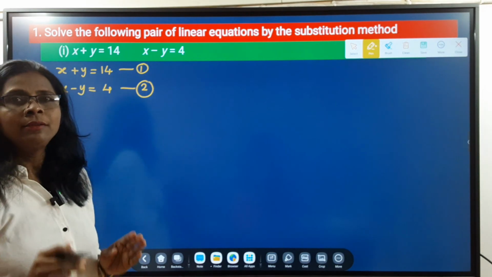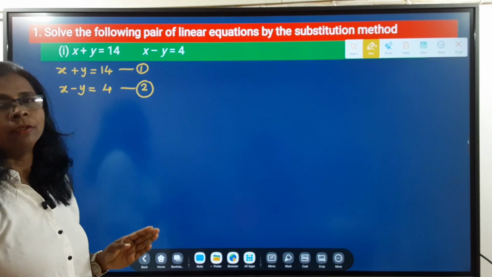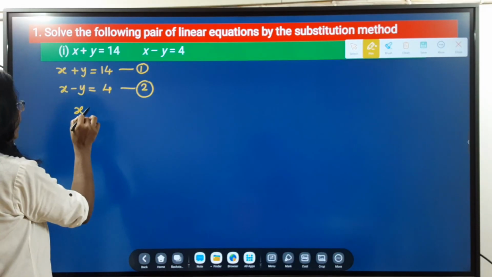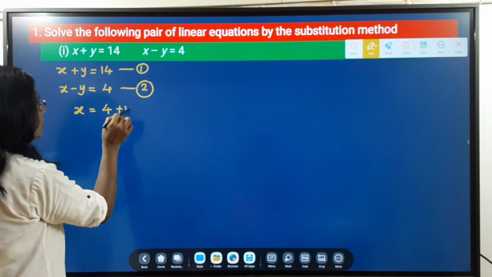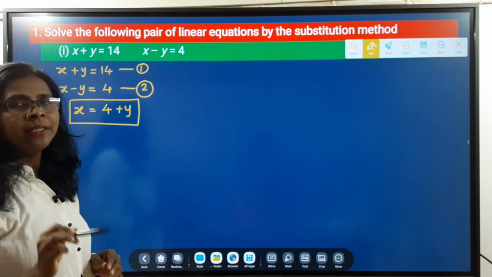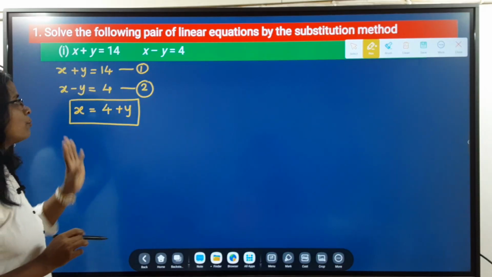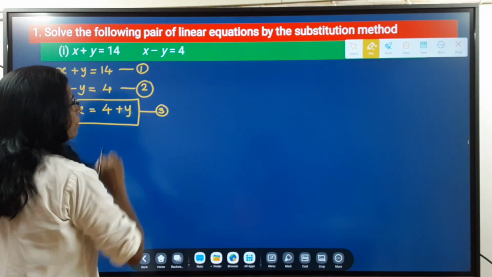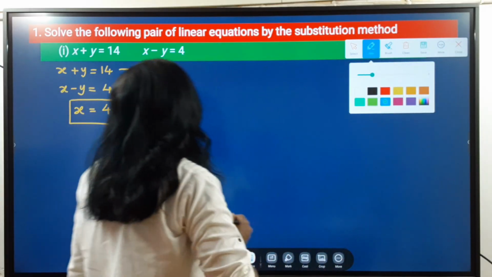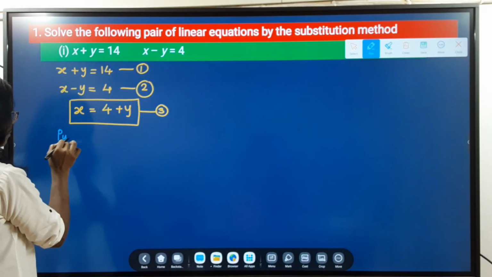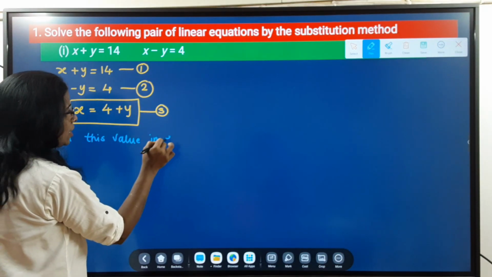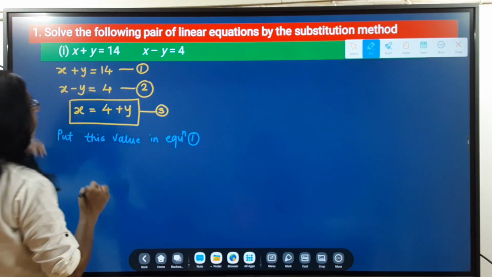Now here, students, this is the substitution method. So now here I make the simplest form, that is x is equal to 4 plus y. I find out the value of x as 4 plus y and call it the third equation. Now here, students, our second part is to put this value in equation 1. Okay, so what is equation 1?